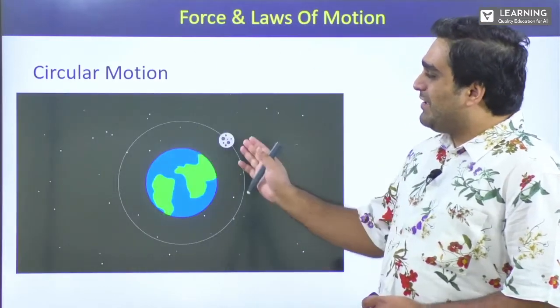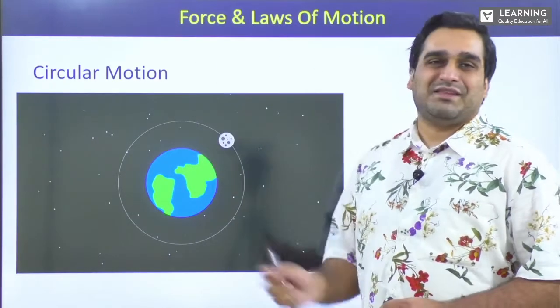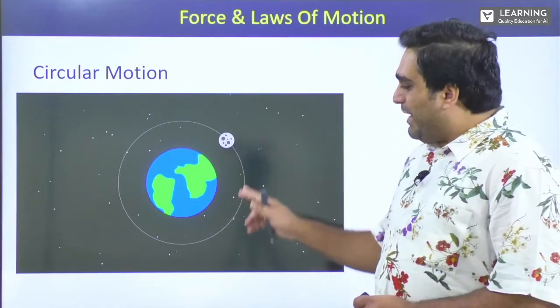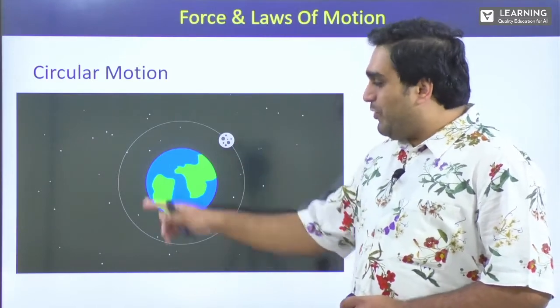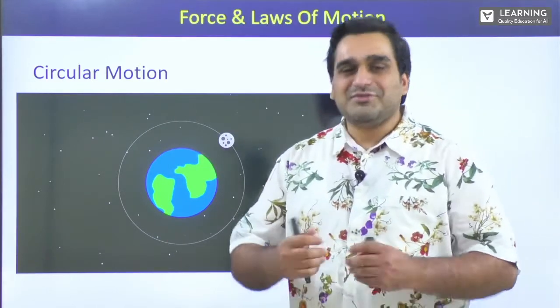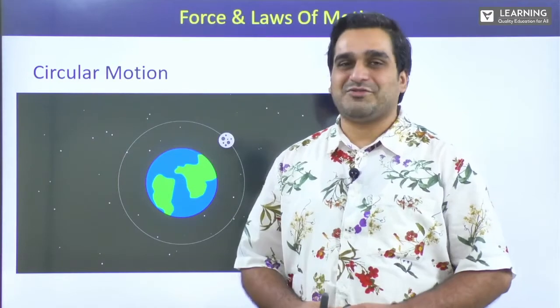So when do we say that an object executes a circular motion? It is when an object moves along a circular path. Can you guess an object which moves along a circular path? Well, I can think of one, that is the moon revolving around the earth. The path that it takes is a circular path, and since it moves from one point to another, it executes what is called a circular motion.